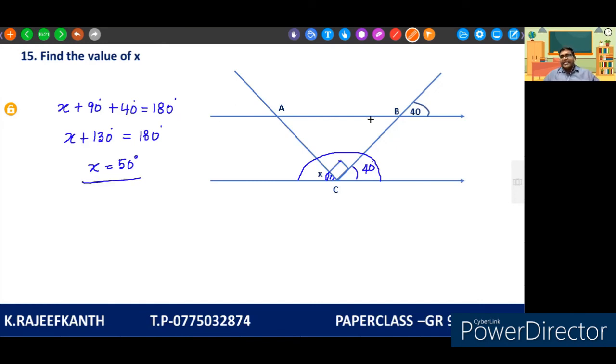So here these two lines are parallel. This is the transversal, so these two angles are corresponding angles. Then we know that these three angles are on a straight line at the point C, so the sum of these three angles will be equal to 180. So x plus 90 plus 40 is equal to 180. Then x is equal to 50 degrees. Next one.